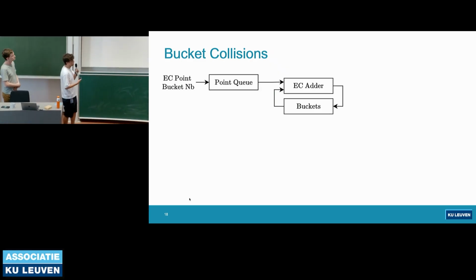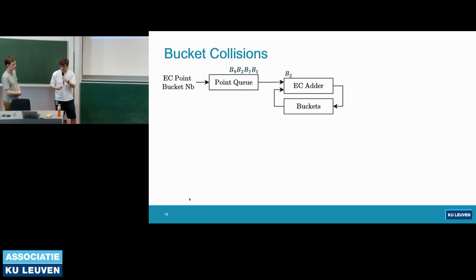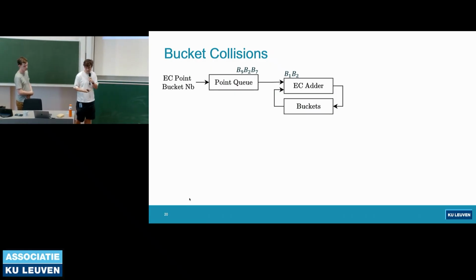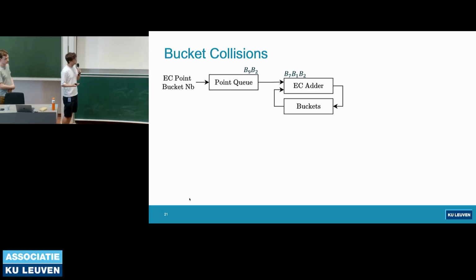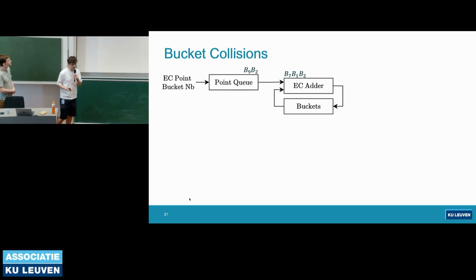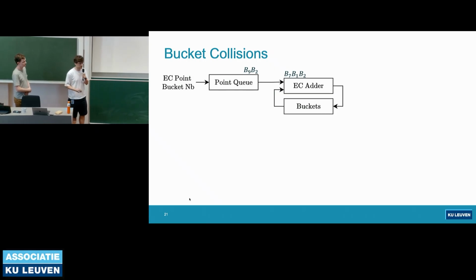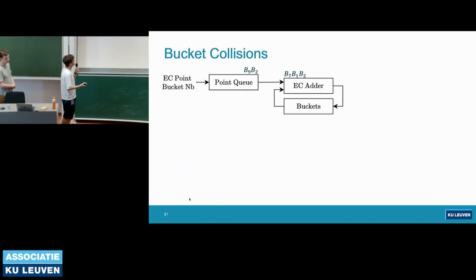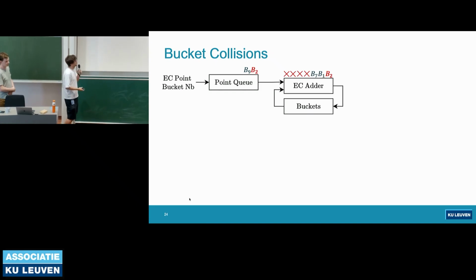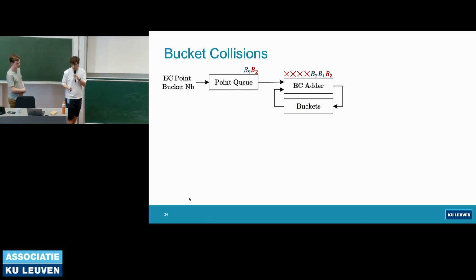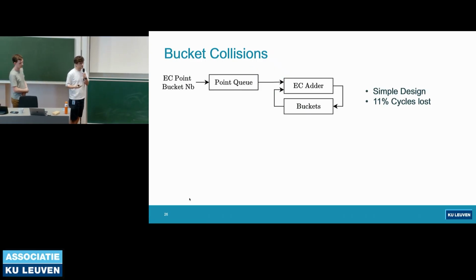And this means something new occurs that is called bucket collisions. Every cycle we start a new addition, a new point is fetched from the queue. However, at a certain point, it can happen that the next point that is fetched wants to be added to a bucket that is currently computed on in the pipeline. And at this point, we cannot do anything. We have to stall the pipeline. We have to wait until that computation is done. And this means we are losing cycles. With this simple design, you can prove using Markov chains that you will lose around 11% of the total cycles, which is quite a lot.